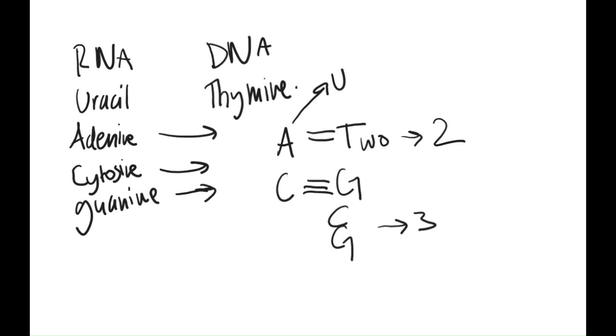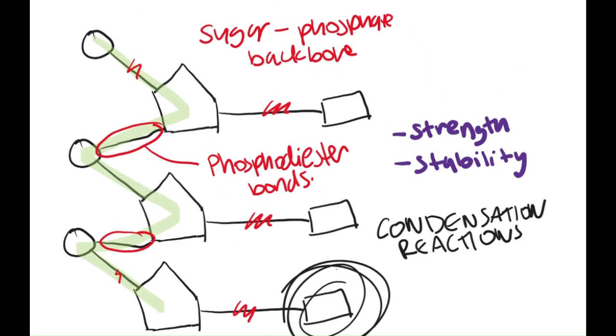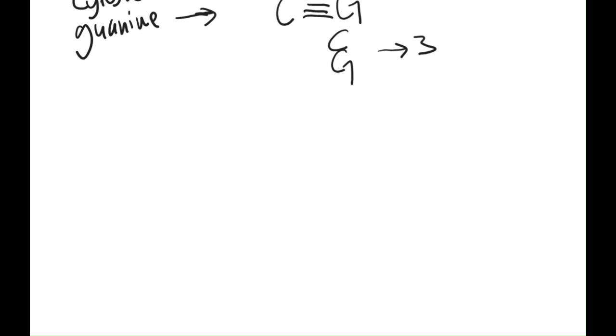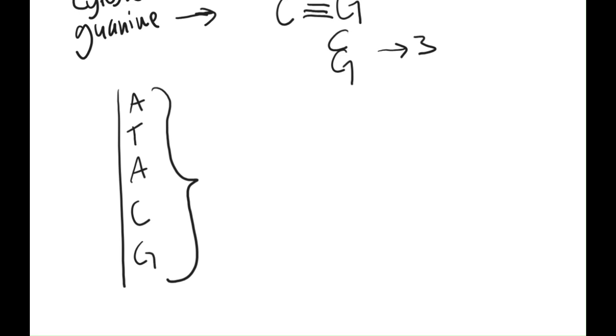It's these sequences of bases that store information in RNA or DNA. So if we imagine this DNA polymer or RNA polymer, let's say that's the sugar phosphate backbone, it would be A, T, A, C, G. That's one DNA strand. It's these bases that form that genetic code.